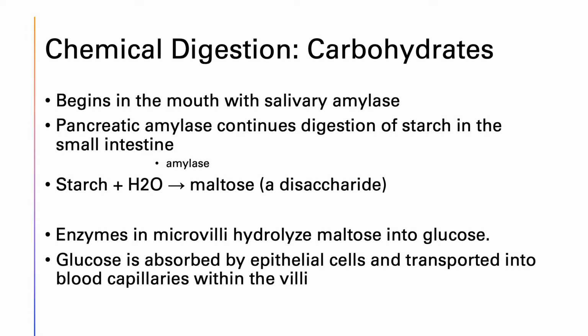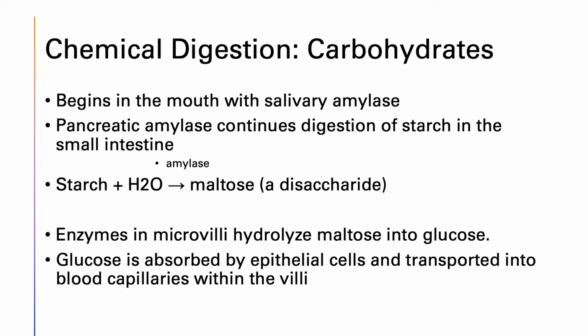This begins in the mouth with an enzyme called salivary amylase. Salivary amylase helps to break down starch into maltose, which is a disaccharide, meaning there are 2 sugars attached. Maltose will eventually be hydrolyzed and broken down into glucose, which is a monosaccharide. Pancreatic amylase is an enzyme the pancreas secretes as part of its digestive enzymes, and it will continue digestion of starch in the small intestine, the duodenum, where the pancreatic duct empties.